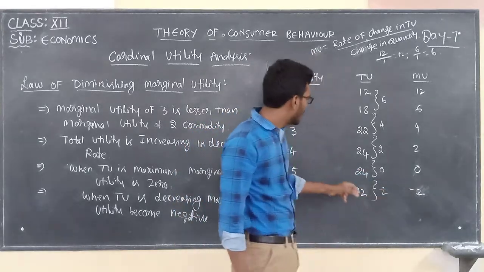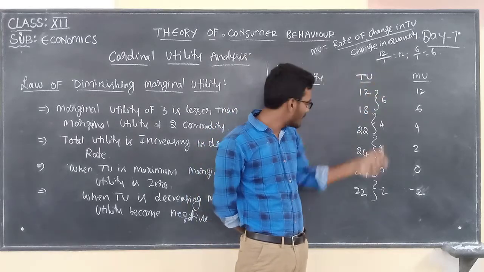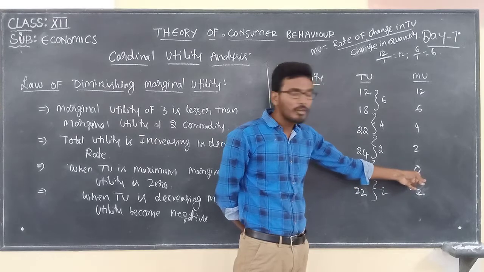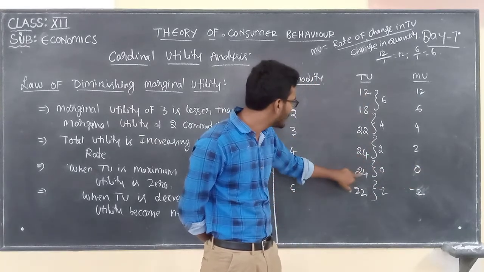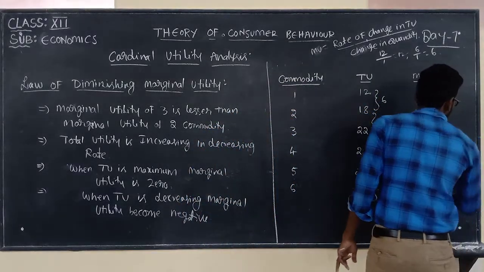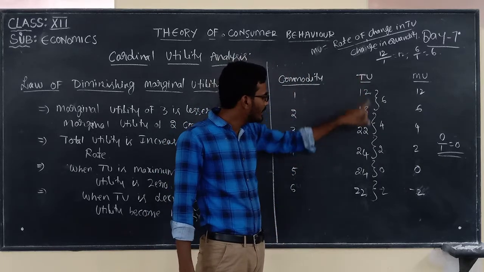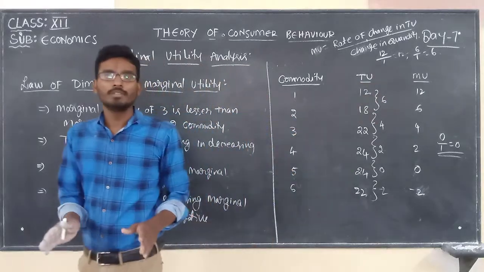So now consider when total utility reaches its maximum. Here, what is the maximum number? 24, right? So at that time, what is the marginal utility? 0. How is it derived? Change in total utility: how much change is there? 0 only, no change. So 0 by 1 equals 0. I hope you are very clear, right? So when total utility is decreasing, at that time marginal utility becomes negative.